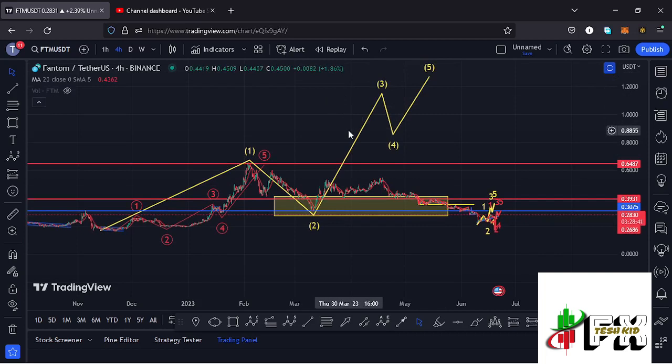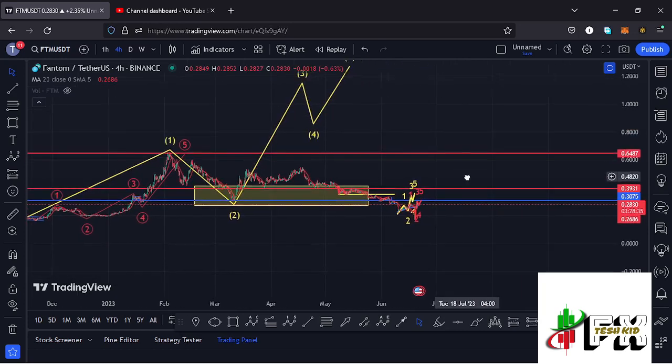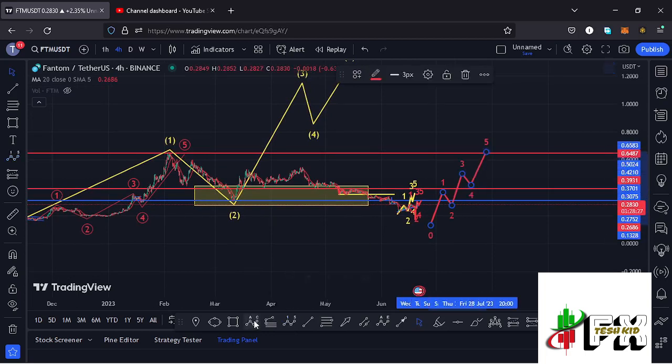And for that low to be confirmed, and for Fantom to also confirm that the start of an impulse has now started, I'm expecting Fantom to give us a complete 5 wave move to the upside, followed by an ABC corrective structure. Once you see such a move on the charts, that will be enough confirmation that the low is in and the start of an impulse has now started.